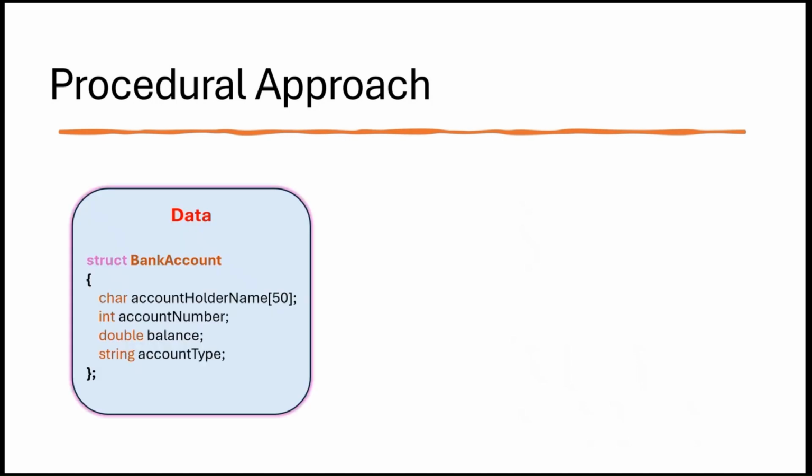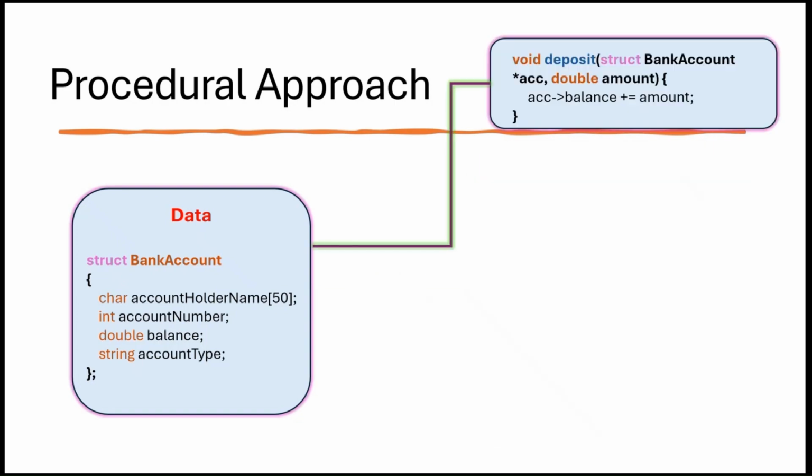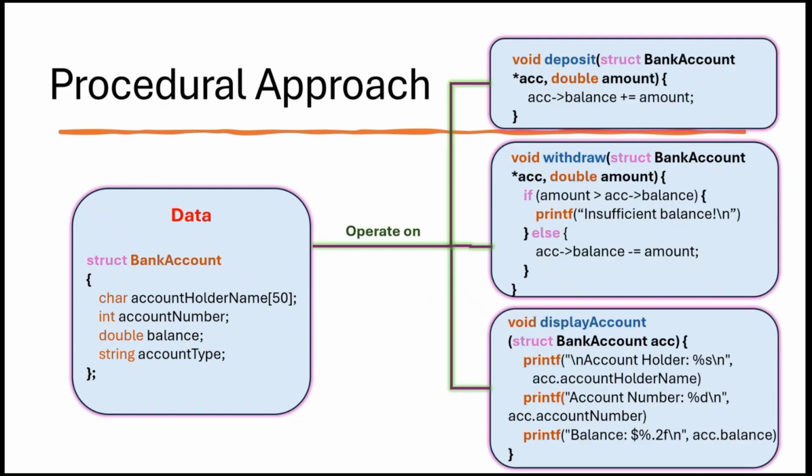We'll represent the bank account using a struct data type, and we can define the different properties of the bank account as struct variables, right? And then we'll create some functions which will operate on that bank account struct, like deposit money, withdraw, and then display bank account details, right? So what are the issues with this procedural approach?